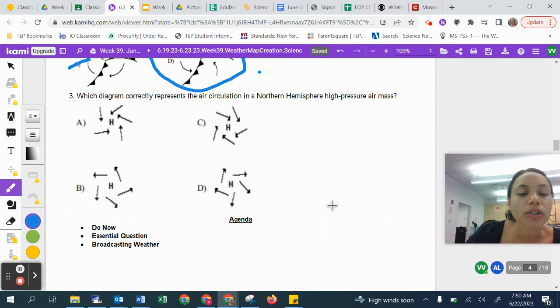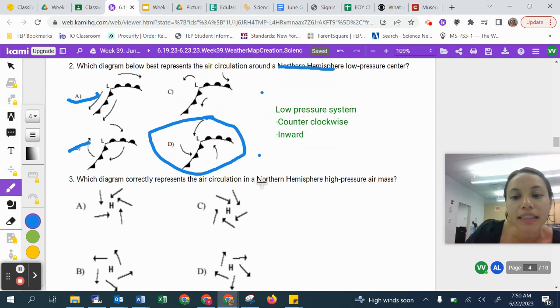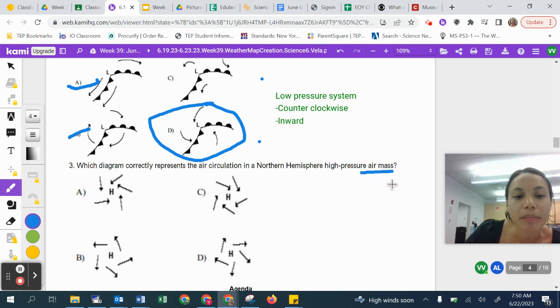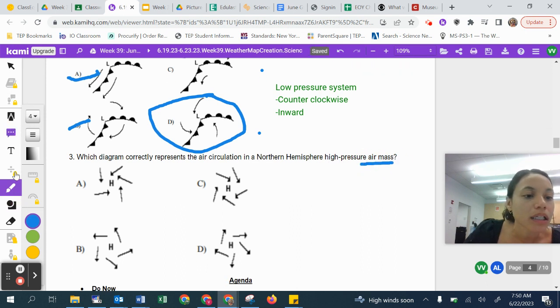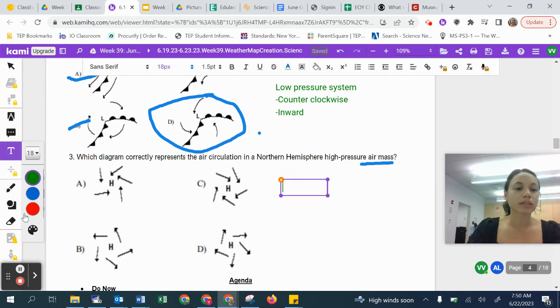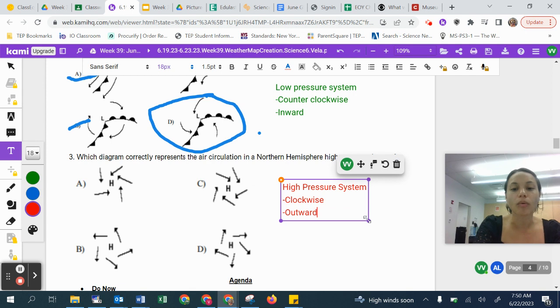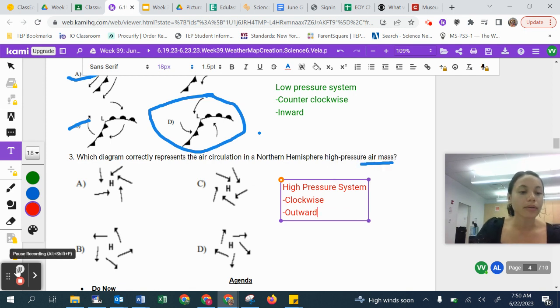For number three, which diagram correctly represents the air circulation in a northern hemisphere high pressure air mass? So this is the high pressure, so that means that it's opposite. That means that it's the complete opposite of a low pressure system. So let's do this in a different color. This is a high pressure system. So write down high pressure system, and then the points here, high pressure system actually goes clockwise. So towards the right, toward the 12, 1, 2, etc. And it goes outward. It pushes outward with the air.